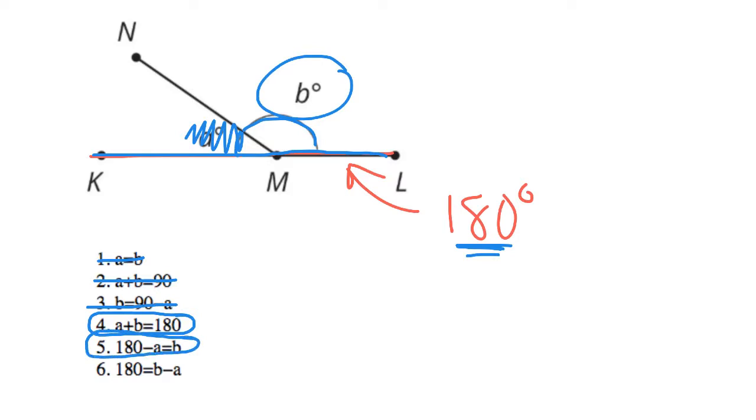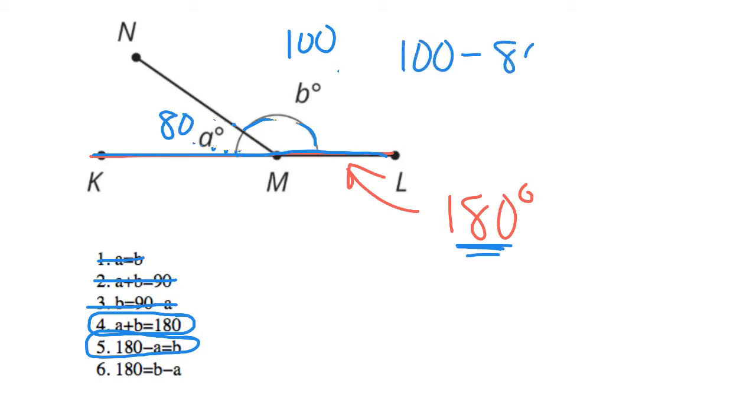And hold on, let me erase this part that I just drew in. And then finally, the last one is 180 equals B minus A. Well, that can't be. Let's say B is 100 and A is 80. We can't do 100 minus 80 to get 180. That doesn't equal 180, so it can't be this last one. So the only two are numbers 4 and 5.